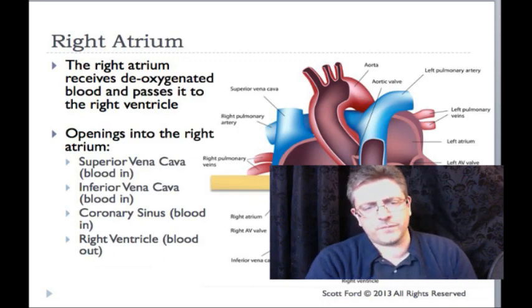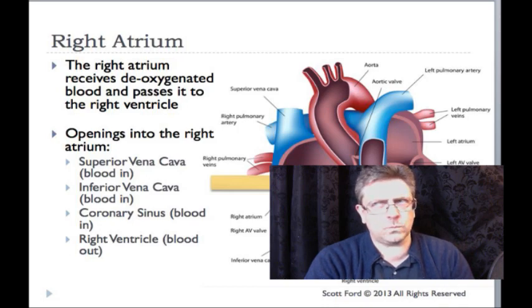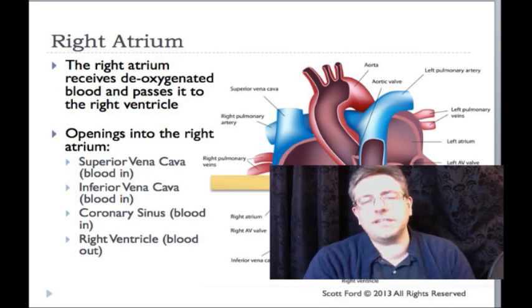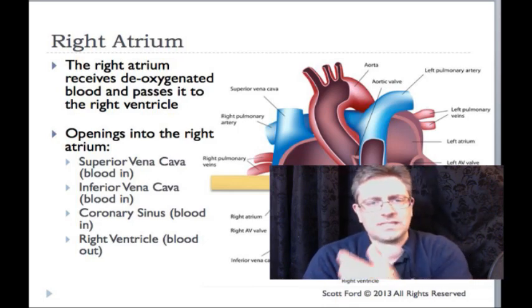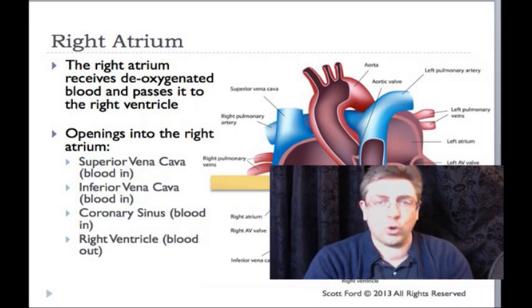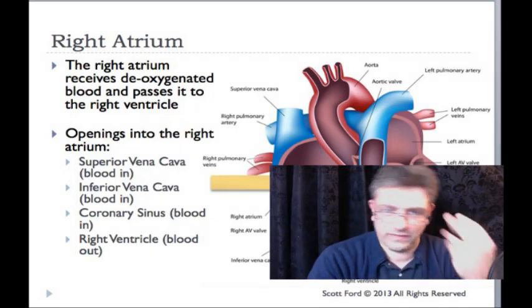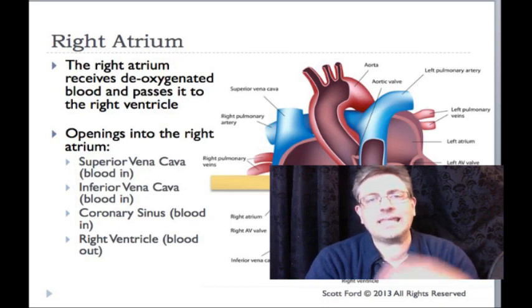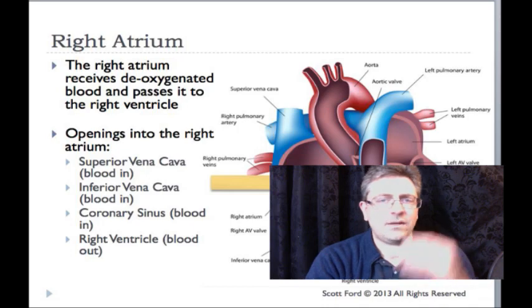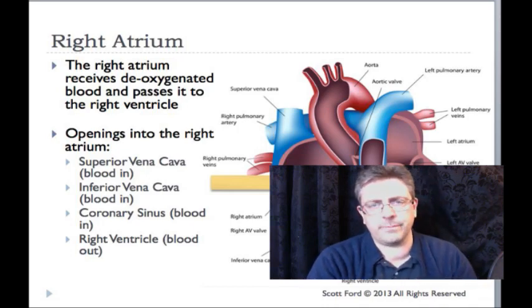The right atrium receives deoxygenated blood and passes it to the right ventricle. Deoxygenated. What's happened here is that this is blood that has been used and has been brought back to the heart. So this is blood that has come back from your toes, your nose, your fingers and all this other stuff. So the right atrium is receiving blood from the rest of your body. It's receiving blood that has given up its oxygen. It's then going to pass it down into the right ventricle.